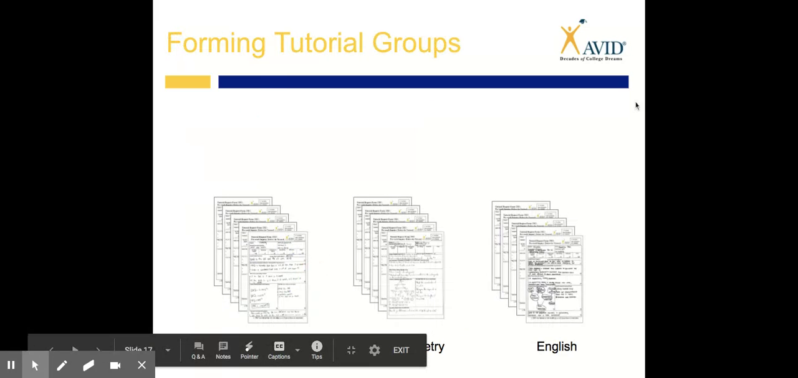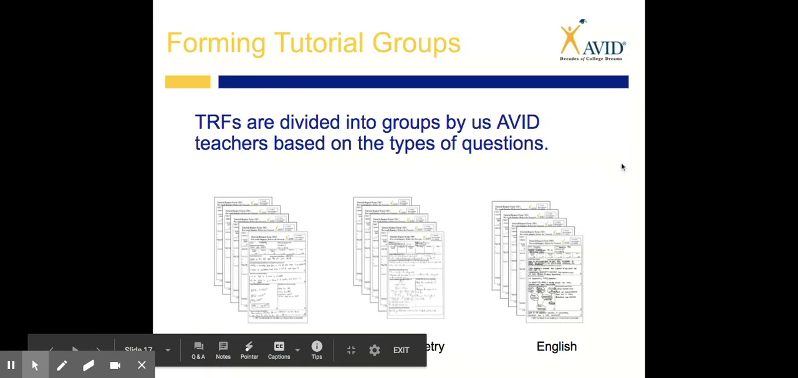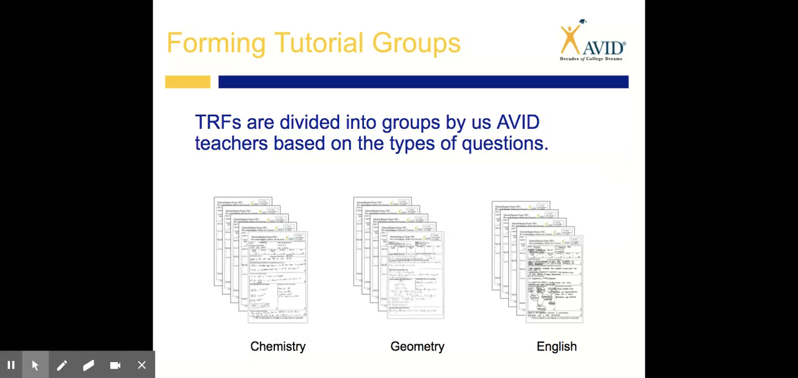All right. So, forming groups. TRFs are divided into groups by us AVID teachers based on types of questions, and like I said, relations, like if you have the same teacher or not. We try to group you all together if you do. Normally we'd have a Google Sheet that you would all fill out and say, I'm going to do Math 1 honors, or honors world history, or Math 1, or earth and environmental, or whatever. And then we group you up like that. But like I said, we'll talk about that later.